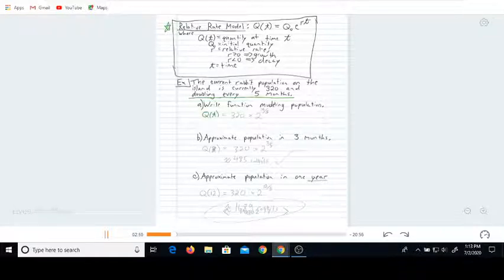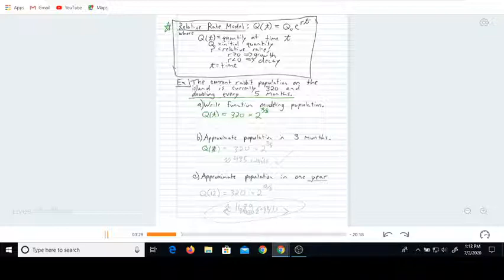So doubling time model says quantity of rabbits at time t equals the initial quantity, which is 320, times 2 raised to the t over d. D stands for doubling time, which we know to be 5. So essentially what this function is telling us is how many times do we multiply by 2. So for every multiple of 5, we're going to multiply the initial quantity by 2 because it doubles every 5 months. Now, what's cool about this model is it doesn't have to be multiples of 5. We can use the model regardless.